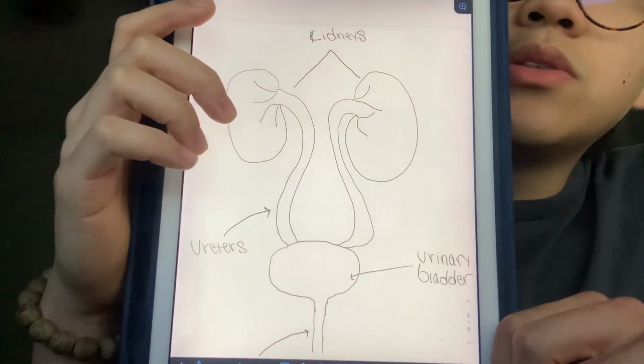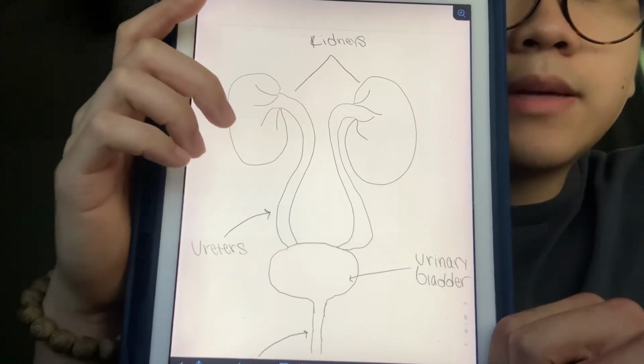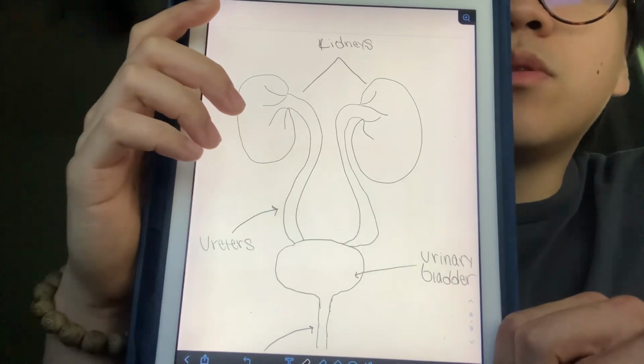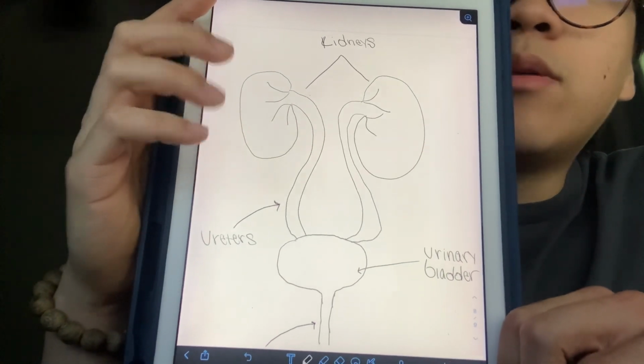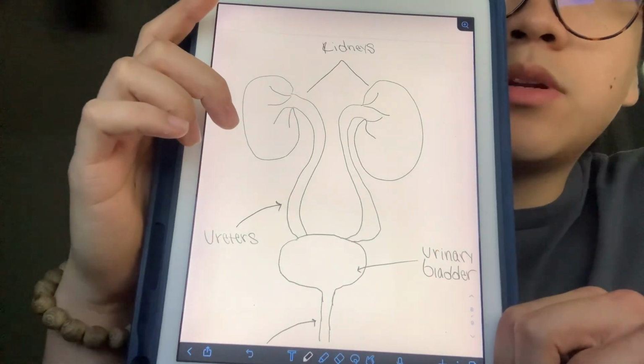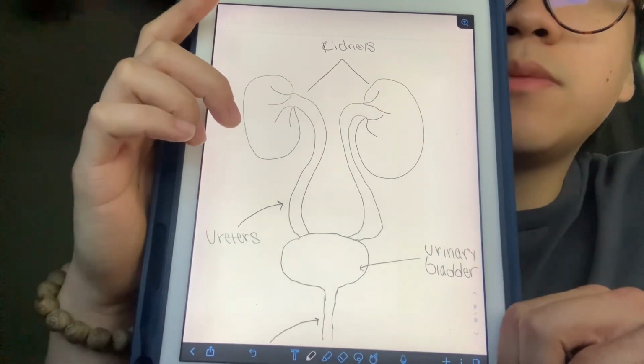It also produces hormones as well. The kidneys will produce aldosterone, and other hormones that will increase the rate of red blood cell production, which is also called erythropoietin.